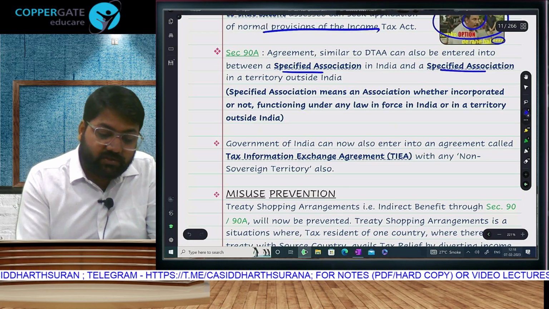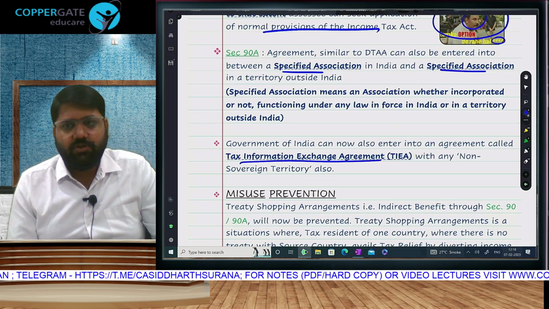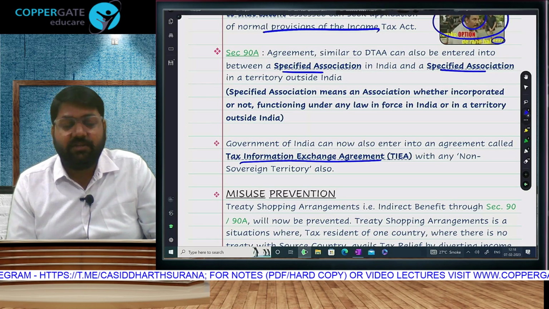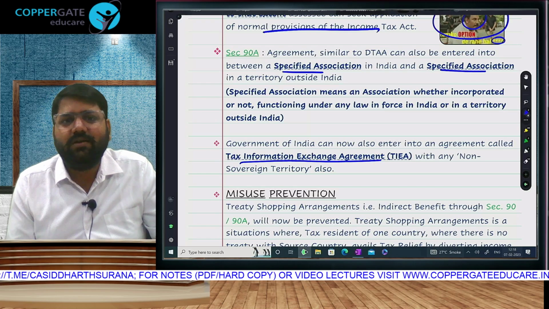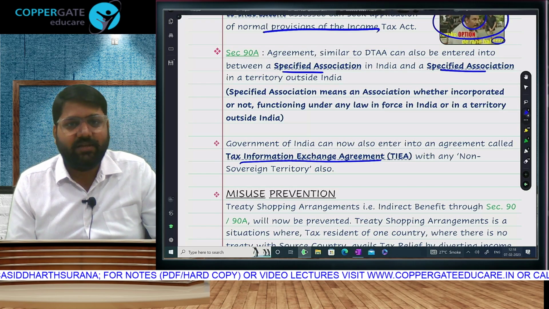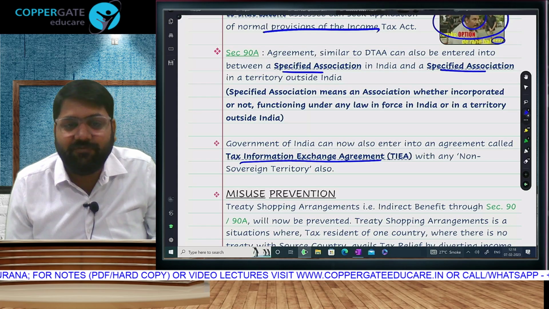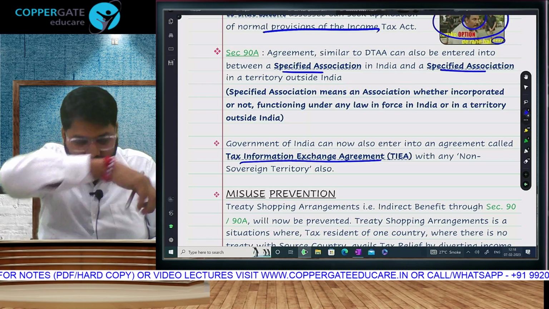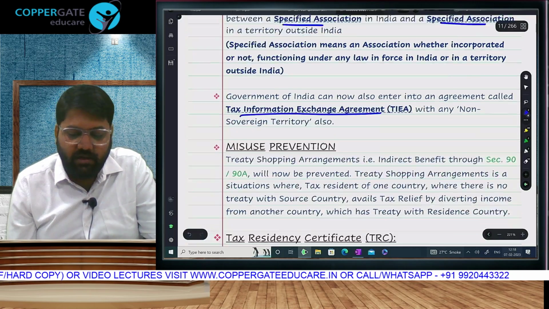The Government of India can also enter into something called a Tax Information Exchange Agreement with a non-sovereign territory. Supposing there is some country which does not levy income tax. If that country does not levy income tax, there is no sense in doing a DTAA, double taxation avoidance agreement. There is no double taxation at all. But we still need to exchange information, no? So we can enter into something called TIEA, Tax Information Exchange Agreement.